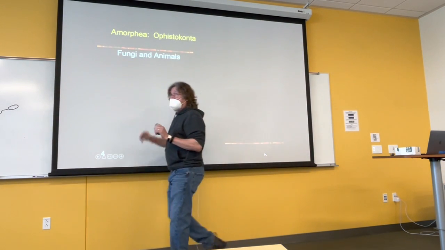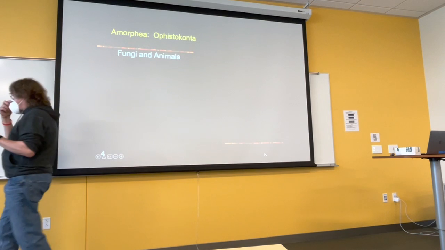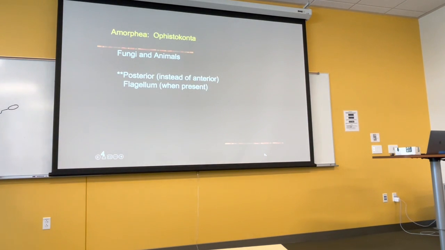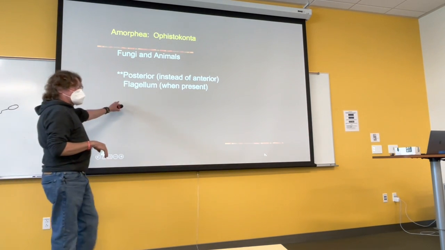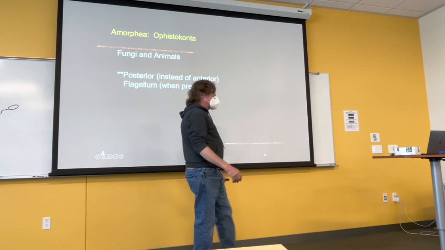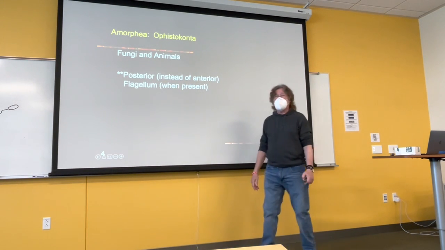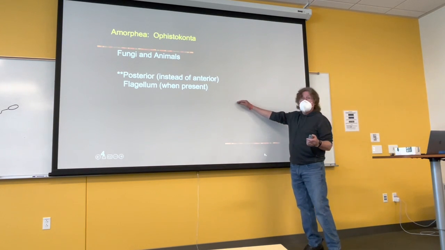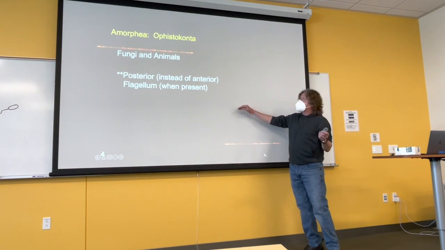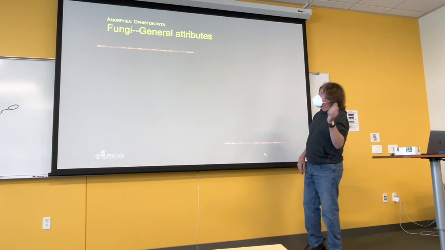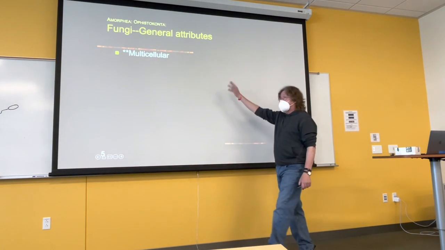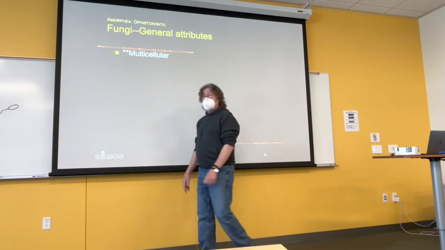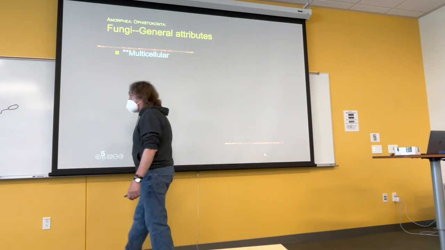So this is the fungi and the animals. They belong to this group, and here the apomorphy is a posterior flagellum when it's present, because there are some groups here, for example a lot of the fungi, that have lost it. Everyone have this? So the fungi, general attributes of these is that they're multicellular. So I'm putting this up as an apomorphy.